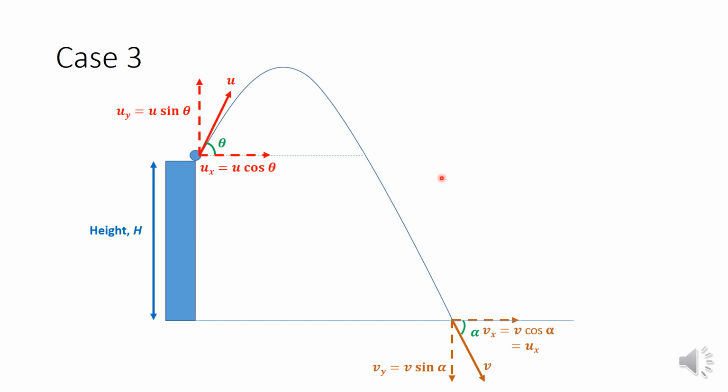Next, let's collect information starting from when the ball reached the ground. What information can you collect? You can pause the video and try collecting information on your own. So what do you get? Do you have velocity Vx equals ux equals v cos alpha and Vy equals negative v sin alpha? I hope you get these two obvious pieces of information.